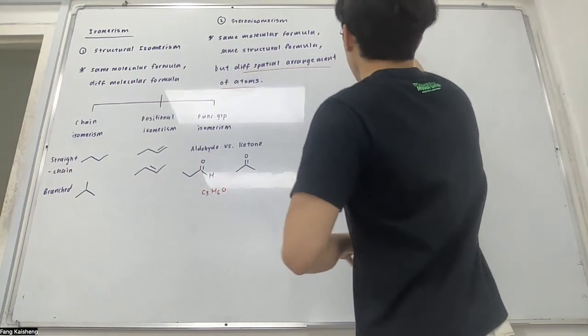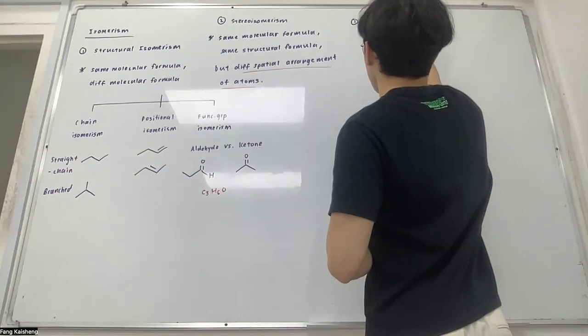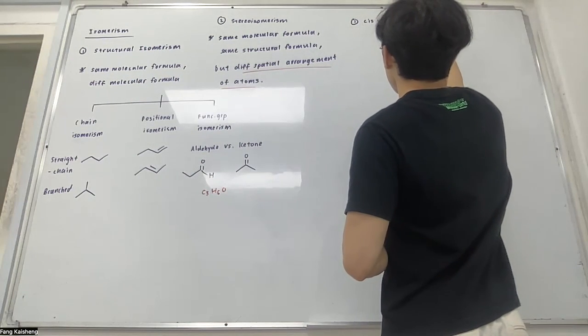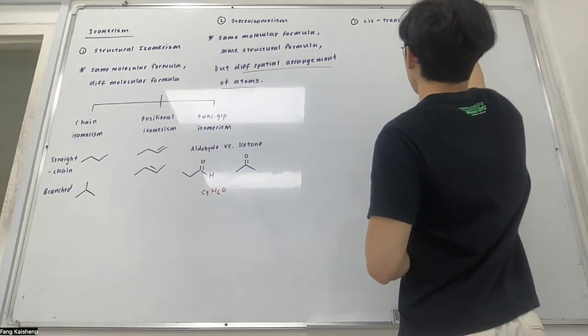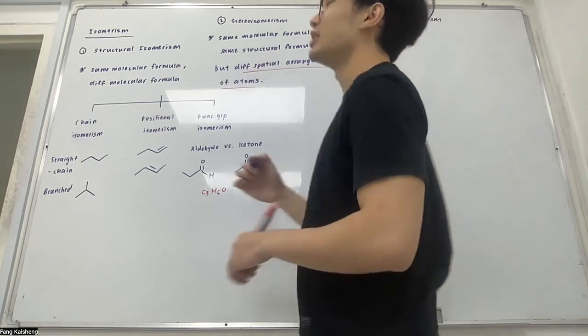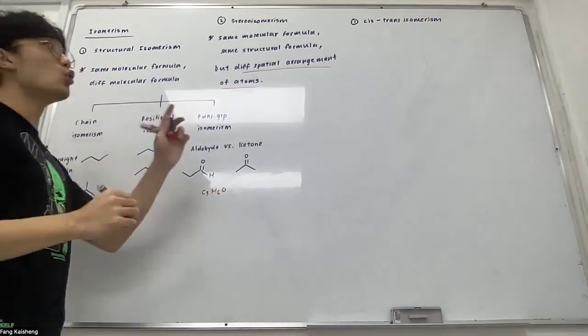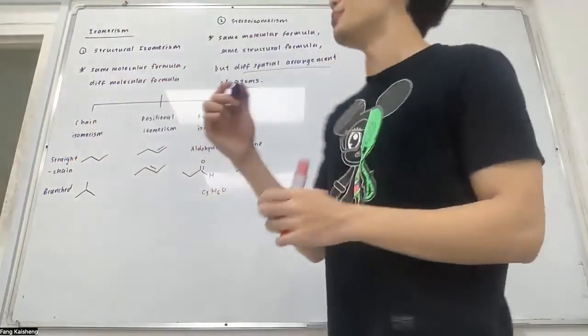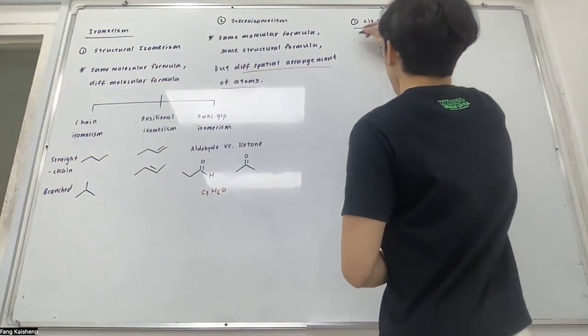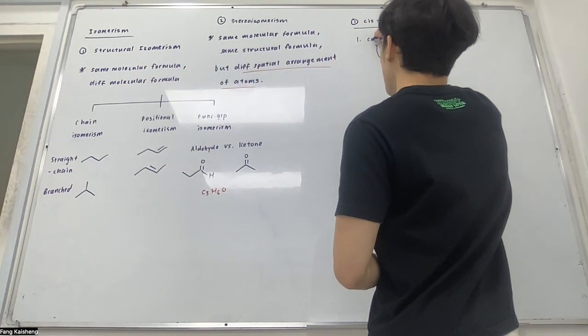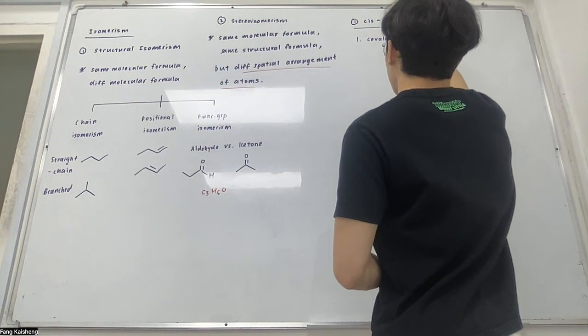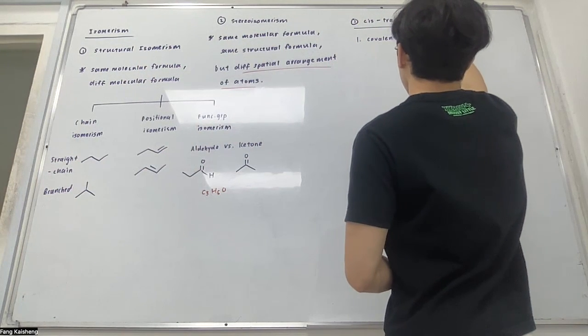The first type is called cis-trans isomerism. Now, this is not very difficult, but there are a few things to talk about. Under cis-trans, you must first look at the definition. There are 2 criteria that you need to write in the exam also. So first of all, the first criteria is that you need a covalent bond with restricted rotation.